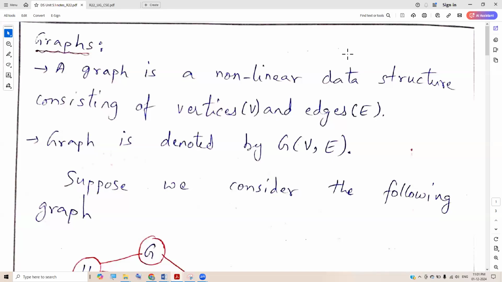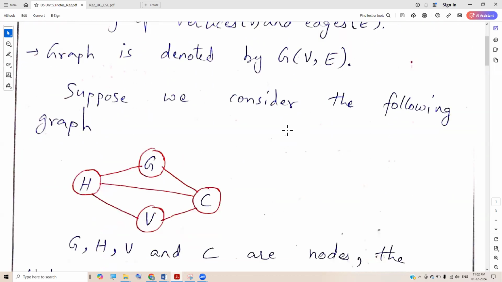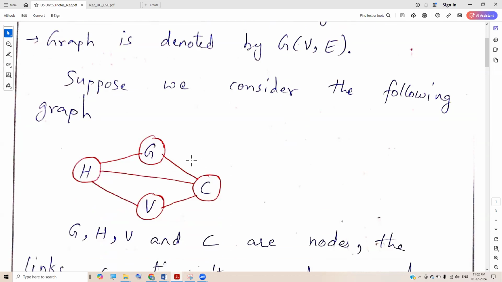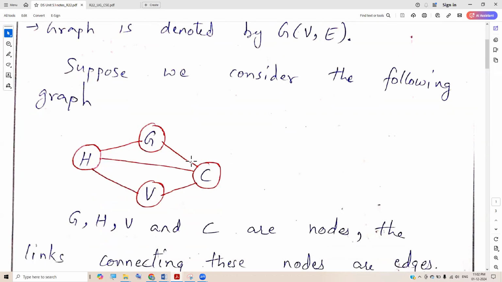Hello everyone. Today we are going to discuss graph data structures. Let us understand this with the help of an example. So here we are taking abbreviations of important cities in the beautiful country of India. H for Hyderabad, G for Guntur, C for Chennai, V for Vijayawada. Suppose we have to travel from Hyderabad to Chennai.